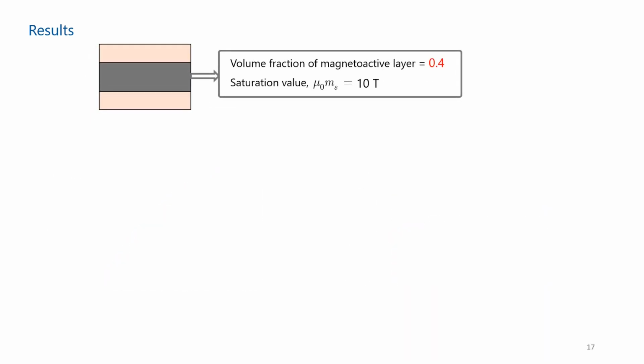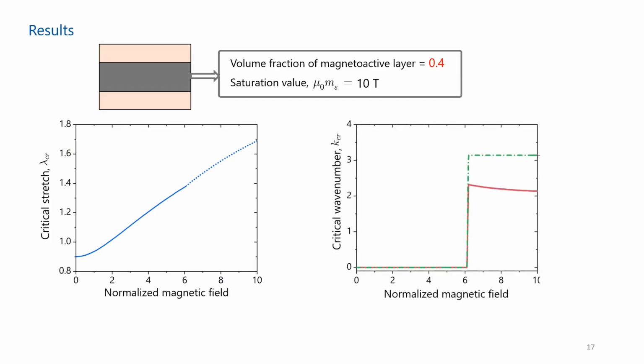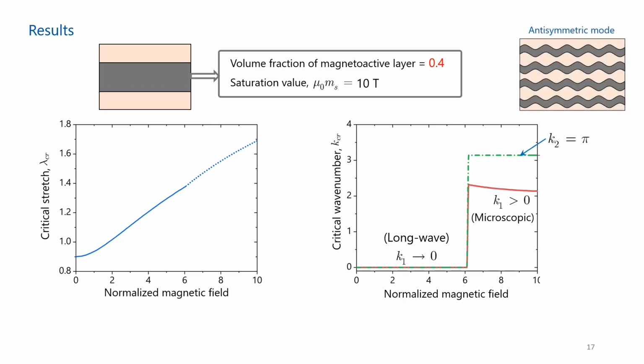Now consider the laminates which majorly consist of active layer. Here also the critical stretch increases with magnetic field, but we see a different behavior in the variation of instability modes. For these laminates, we get 0 wave number at smaller fields, which transitions to microscopic instability at higher fields. Also, the Floquet periodicity is pi, therefore this is an antisymmetric buckling mode.